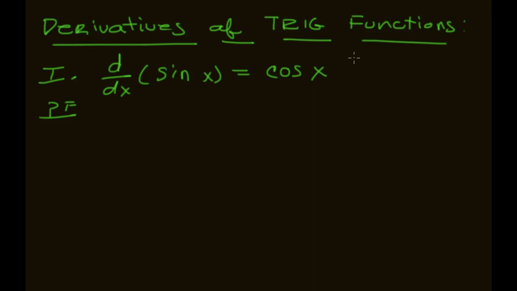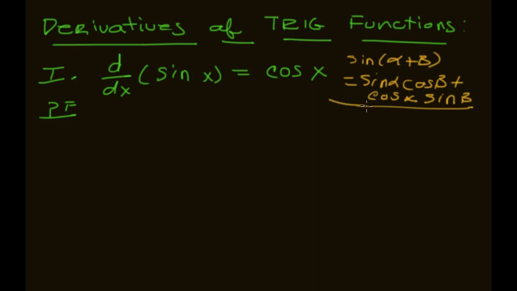We need to know that sine of alpha plus beta is sine alpha cosine beta plus cosine alpha sine beta. You can go double check me on this, but that's an old trig identity that hopefully you've seen somewhere before. Hopefully you have some memory of that. If not, go back and check through trigonometry stuff. All right, so let's prove this.